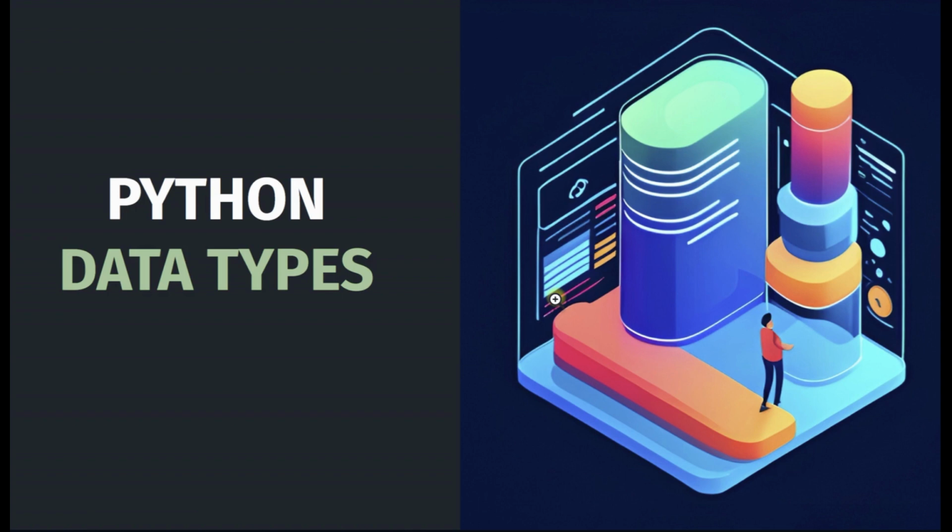Python is a dynamically typed language. We all know that. So we don't need to explicitly declare the data type of a variable. We discussed this already in the previous session. Python infers it based on the assigned value. So let's explore some of the essential data types we have in Python.